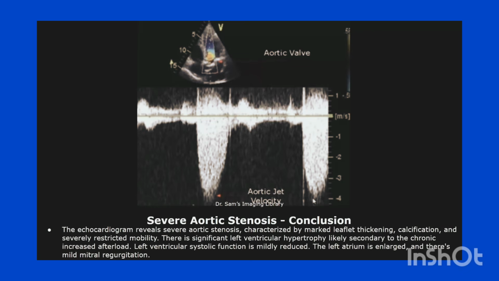Here is the conclusion. The echocardiogram reveals severe aortic stenosis characterized by marked leaflet thickening, calcification, and severely restricted mobility. There is significant left ventricular hypertrophy, likely secondary to the chronic increased afterload. Left ventricular systolic function is mildly reduced. The left atrium is enlarged, and there is mild mitral regurgitation.